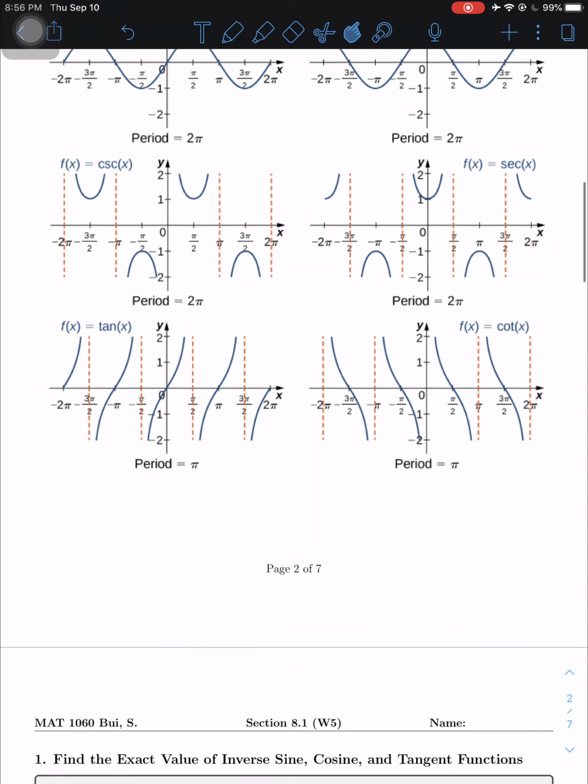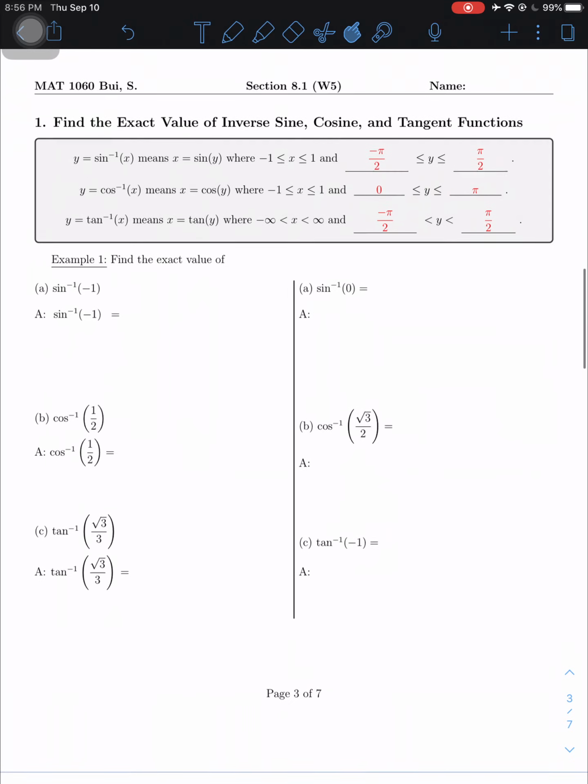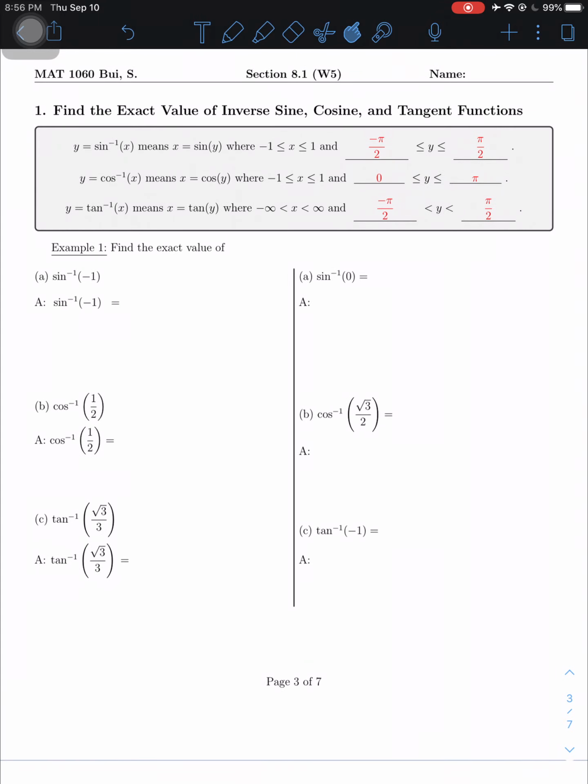Okay. And now let's talk about the very first objective of today. Find the exact value of inverse sine, cosine, and tangent functions. Okay, so notice that whatever is in the box in here, I highly recommend you print it out or write that somewhere and have it in front of you for the test or any assessment or even homework. They might be useful, okay? There's a reason why I boxed them instead of just writing them down, right? So these are important, okay?